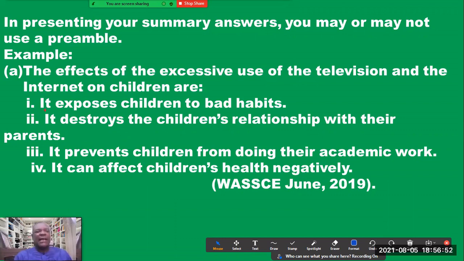But here, I have only used the pronoun it to stand for the excessive use of television and the internet. So when I say it exposes children to bad habits, I'm saying that the excessive use of the television and the internet exposes children to bad habits. The excessive use of the television and the internet destroys the children's relationship with their parents. It prevents children from doing their academic work. It can affect children's health negatively.